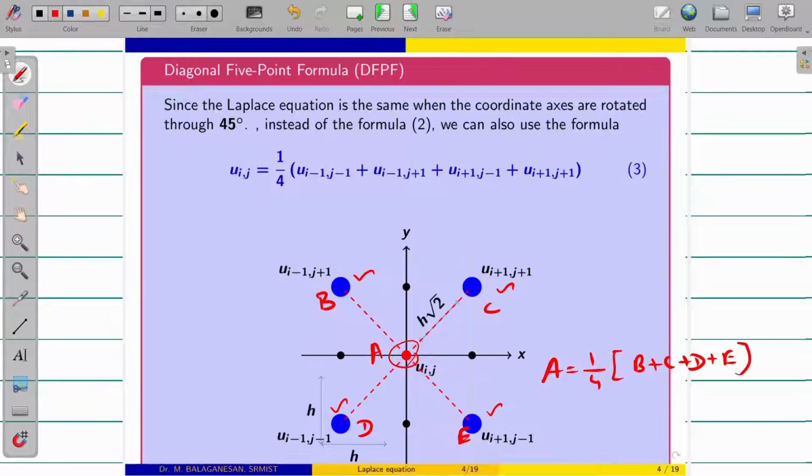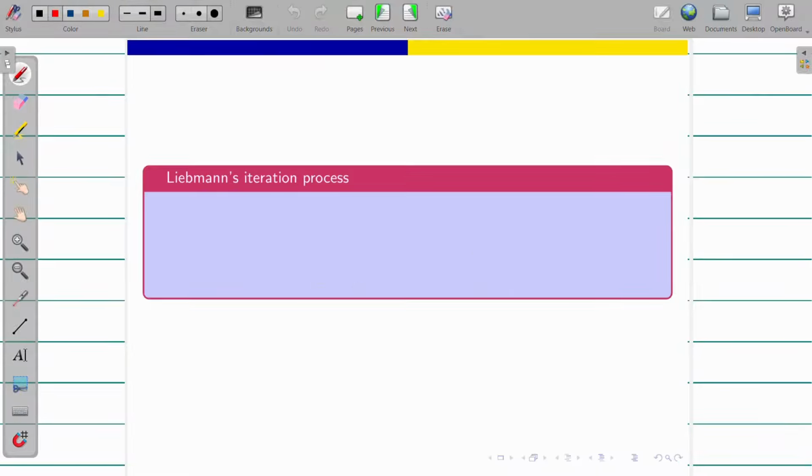Is it clear? Right. Next, Liebmann's iteration process. As I told you already in the introduction concepts itself, this concept was developed by Liebmann only. Right. So what is Liebmann's iteration process? It is the same as the standard 5-point formula alone.